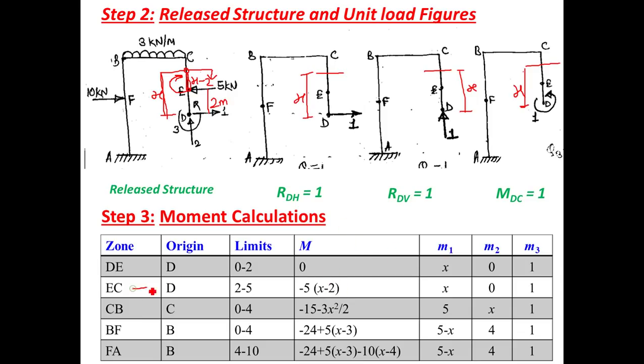Look at the second zone. Origin is D. Limits are 2 to 5. And capital M column element is minus 5 into x minus 2. Okay. So that is capital M column.